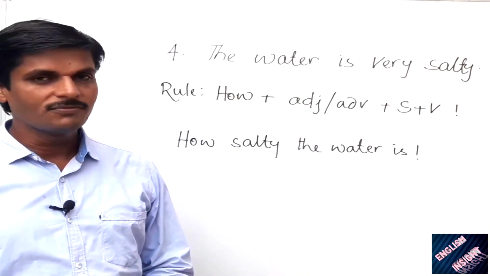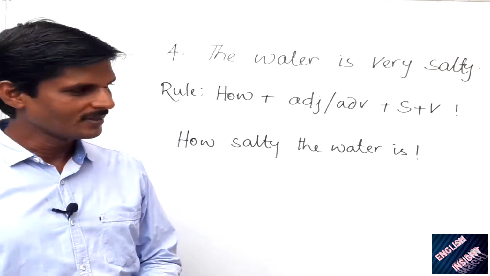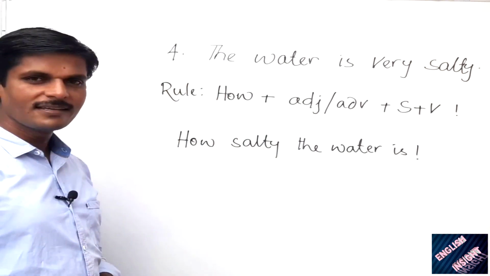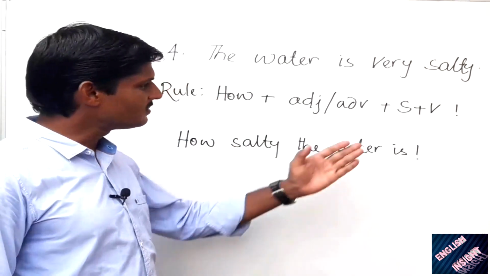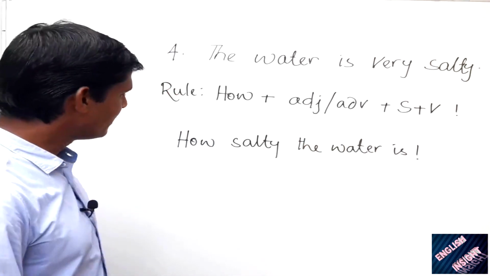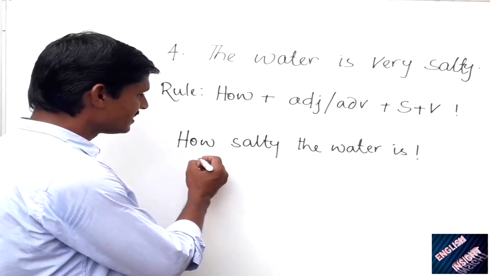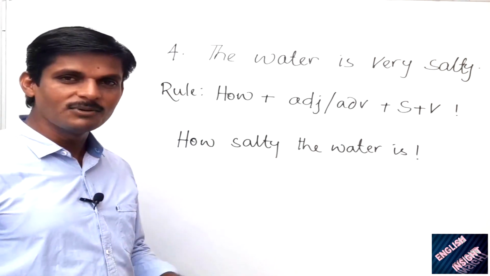Okay. Now comes rule number 4. It's not what exclamation, this is how exclamation. So the declarative sentence is the water is very salty. The rule is how plus adjective or adverb plus subject plus verb. And the exclamatory sentence is how salty the water is. How salty the water is. It's the exclamatory sentence.